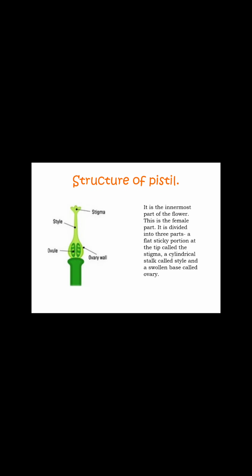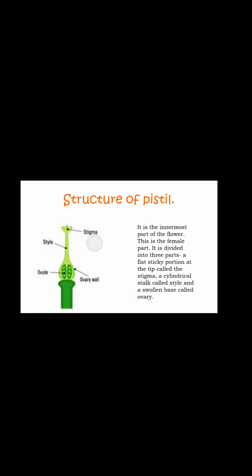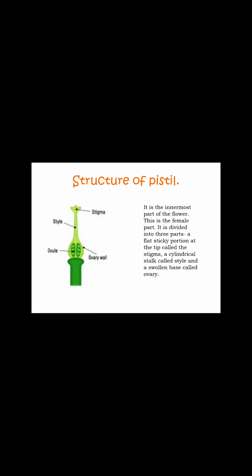Structure of pistil. It is the innermost part of the flower. This is the female part. It is divided into three parts, a flat sticky portion at the tip called the stigma, a cylindrical stalk called style, and a swollen base called ovary.